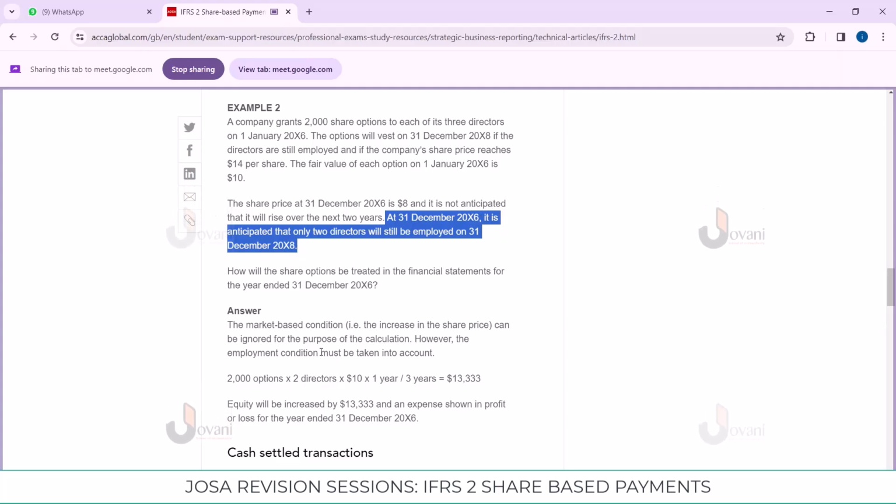Are you getting it? So we stand at the reporting date and see, yes, we have 3 directors, but one is likely to go. Why do we have to spend on him, since he's going to forfeit his chance? So let us only provide an expense for those who are going to exercise their option. Does it make sense? Yeah.